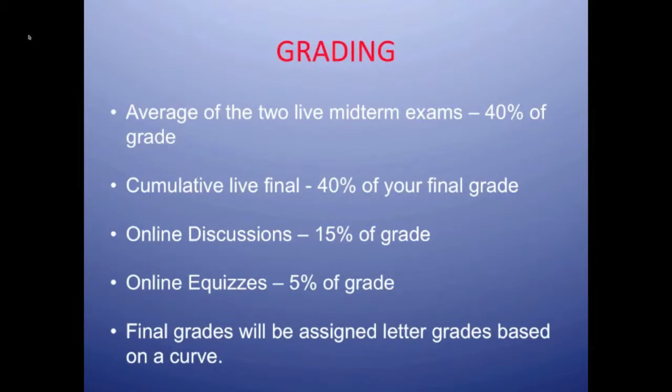So the grading, in summary, the average of the 2 live midterm exams is 40% of your grade. The cumulative live final is 40% of your grade. The online discussions are 15% of your grade, and the online e-quizzes are 5% of the grade. Final grades are then assigned to letter grade based on the curve.